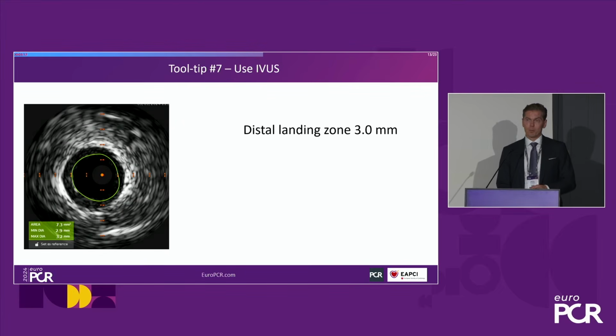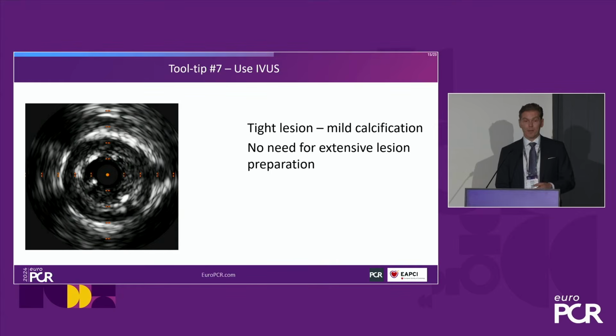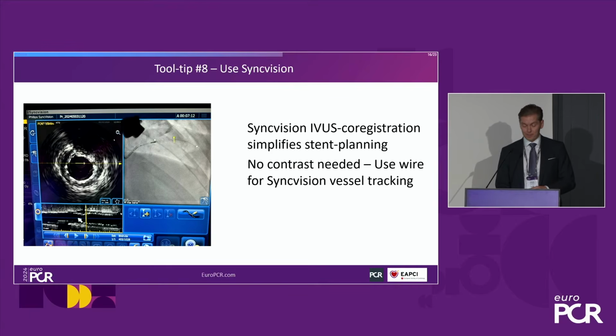More appropriately, how we typically use IVUS in this case: we found the distal landing zone was around 3 millimeters. The proximal landing zone was between 3.5 and 4 millimeters, depending on how you measure. We found that it was a tight lesion, but there was not much calcification, so there's really no need for plaque modification therapy. We can just go ahead, pre-dilate, and then stent this thing.